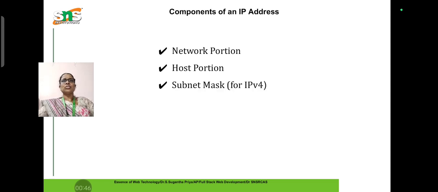Next, we will discuss the components of the IP address. First is the network portion, which identifies the network to which the device belongs. Next is the host portion, which identifies the individual device on the network. Next is the subnet mask, that is for IPv4, which defines which part of the IP is the network and which part is the host. Example, IP 192.168.1.10 with the subnet mask 255.255.255.0, with the network ID 192.168.1.0 and a host ID of 10.